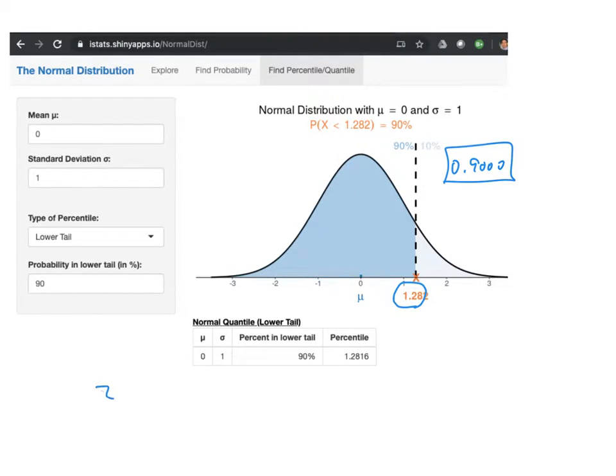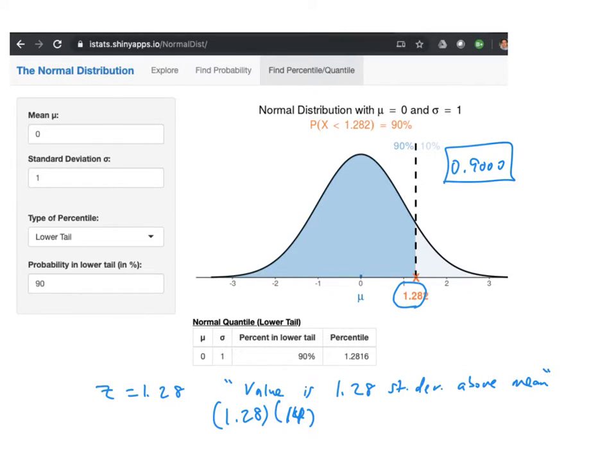So once I figured out that z is 1.28, remember my interpretation of this is the value I want is 1.28 standard deviations above, because it's positive, the mean. That's literally what a z-score of 1.28 means. So to change that into a blood pressure rating, I need to take 1.28 times the standard deviation. So 1.28 standard deviations would be that number.